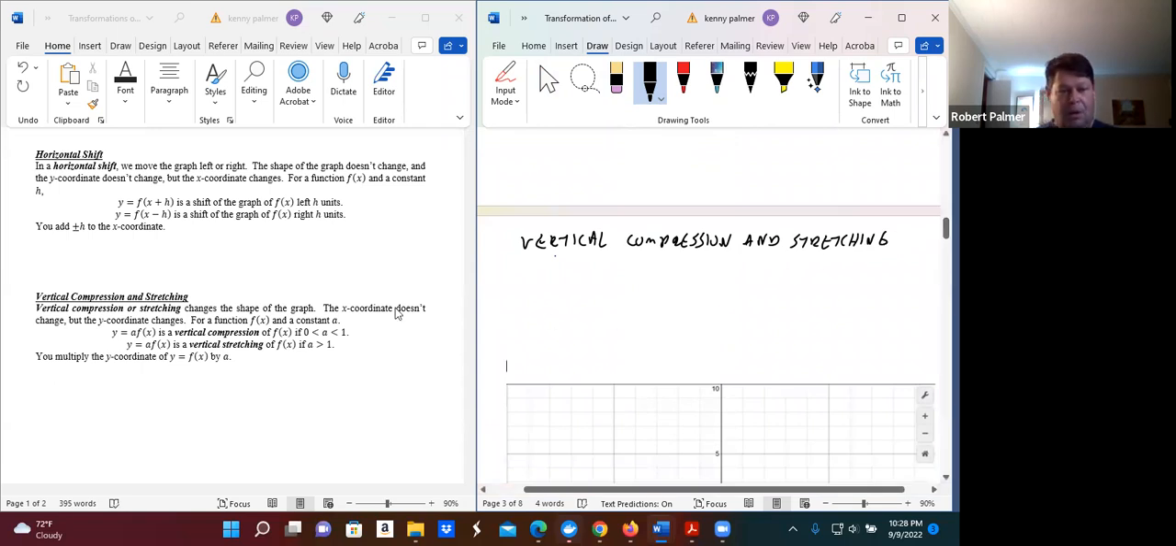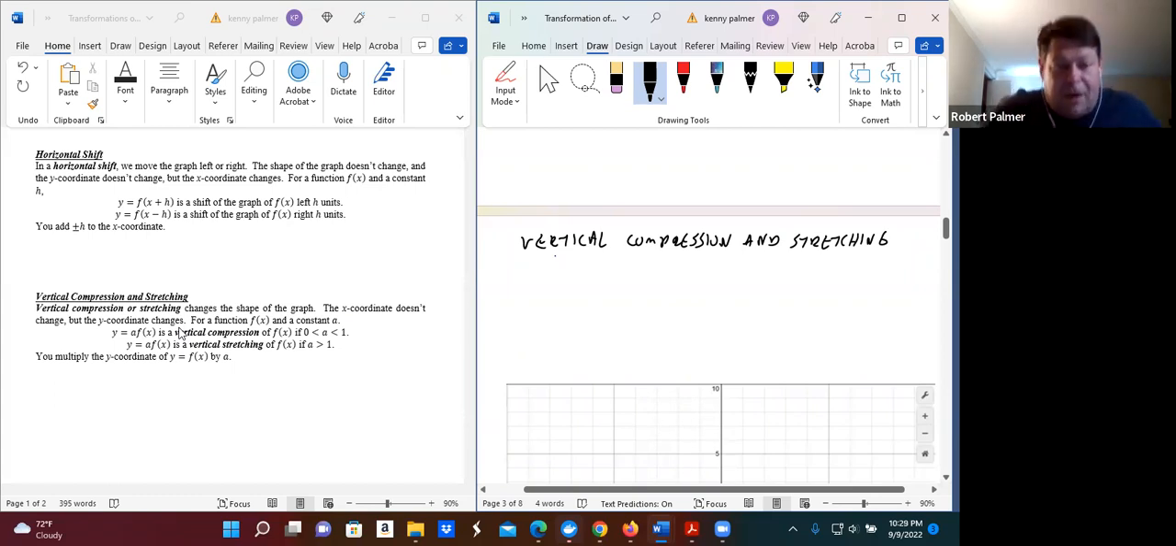So let's read this. It says vertical compression or stretching does change the shape of the graph, as we mentioned. In vertical stretching or compressing, the x-coordinate doesn't change, but the y-coordinate changes. So that's kind of a trend you'll see. Anything we do vertically only changes our y-coordinates.